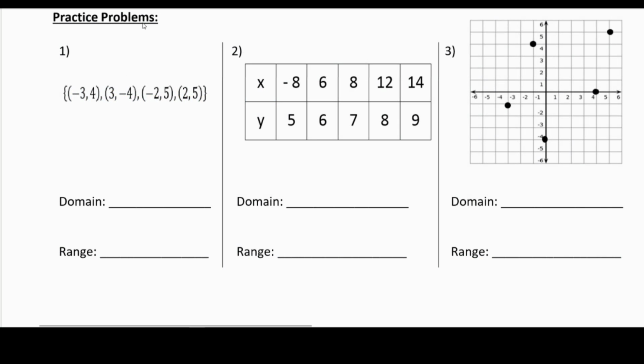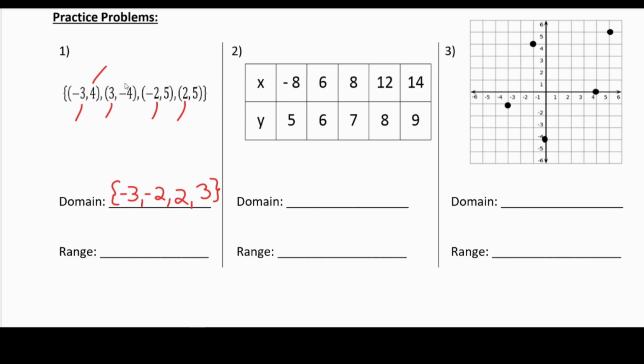Okay, welcome back. Let's do the domain and range. Please remember that domain is the x values, and we want to write them in numerical order. So the smallest number would be negative 3, followed by negative 2, followed by 2, and then 3. And then we close the curly bracket.